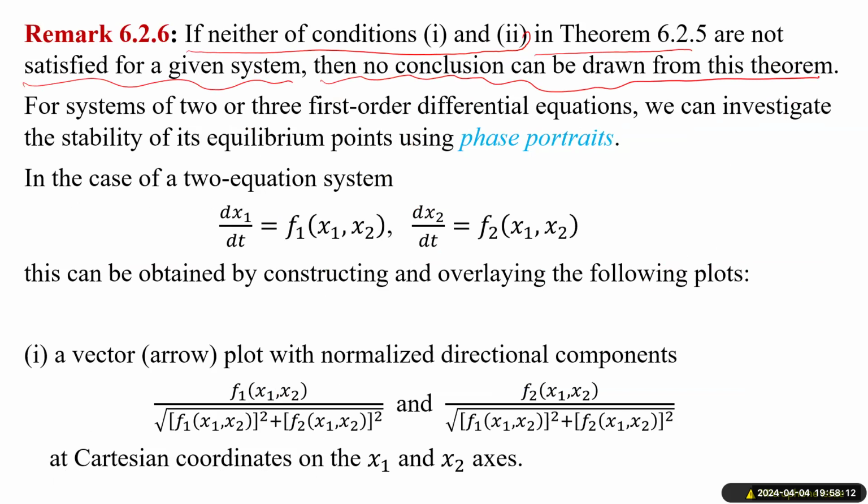Based on those arrow vectors, when all arrows move towards the equilibrium point, we call it a sink. And similarly, when all arrows move away from the equilibrium point, we call it a source. And we also discussed the center. Of course, that is unstable. We call it an unstable source, and a stable center. So the same patterns we can use.